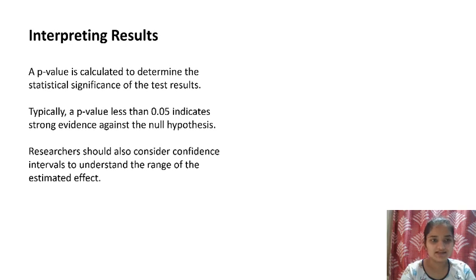Interpreting results. A p-value is calculated to determine the statistical significance of the test results. Typically, a p-value less than 0.05 indicates strong evidence against the null hypothesis. Researchers should also consider confidence intervals to understand the range of estimated effect.